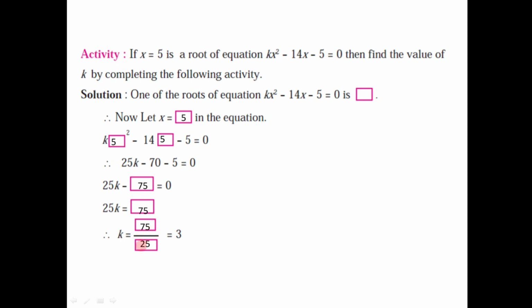If we simplify here, 25 3s are 75. That's 3. That's why k is equal to 3. So for this problem, the value of k is 3.